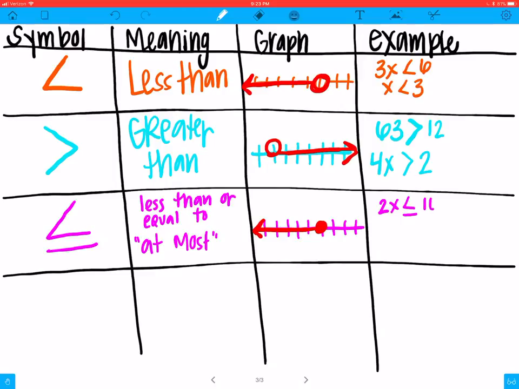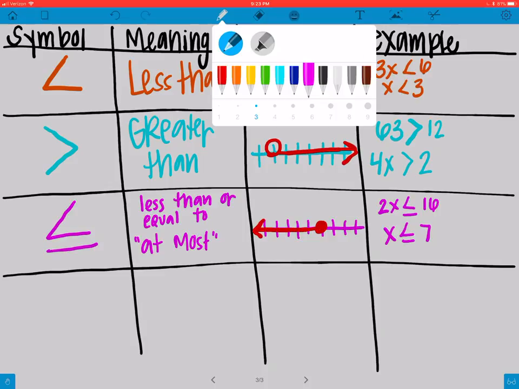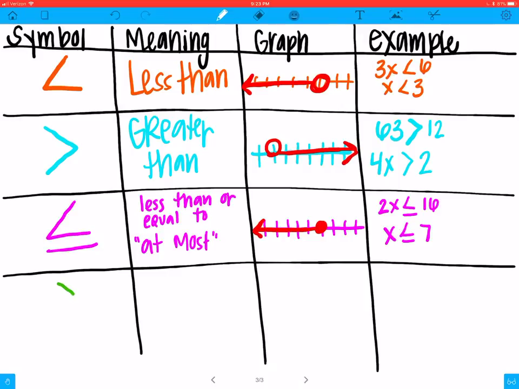Now I could write 2x is less than or equal to 16. So, I mean, x could be 8, and that's equal to. x is less than or equal to 7. Same thing. I could do that. I could say the number 7. I could say the number 6. And, of course, the opposite of that would be greater than or equal to.